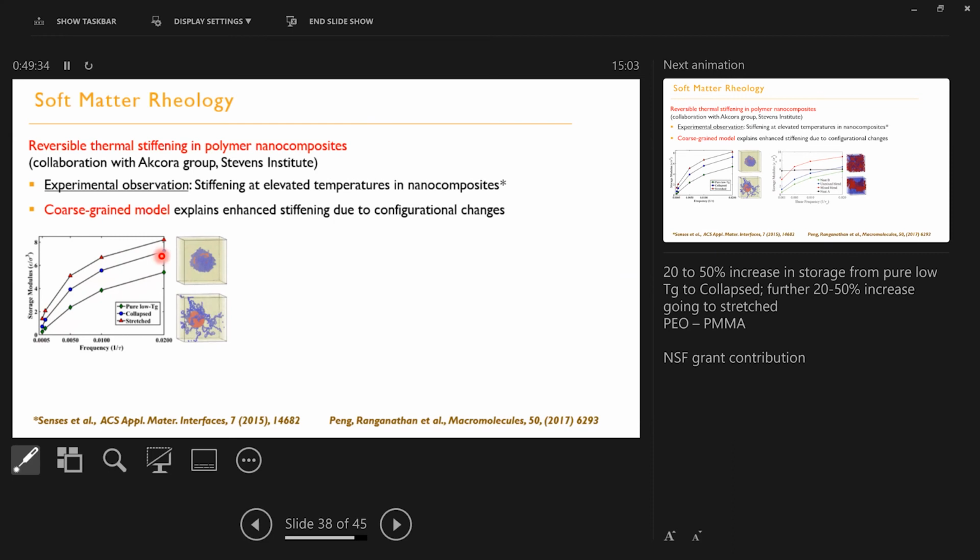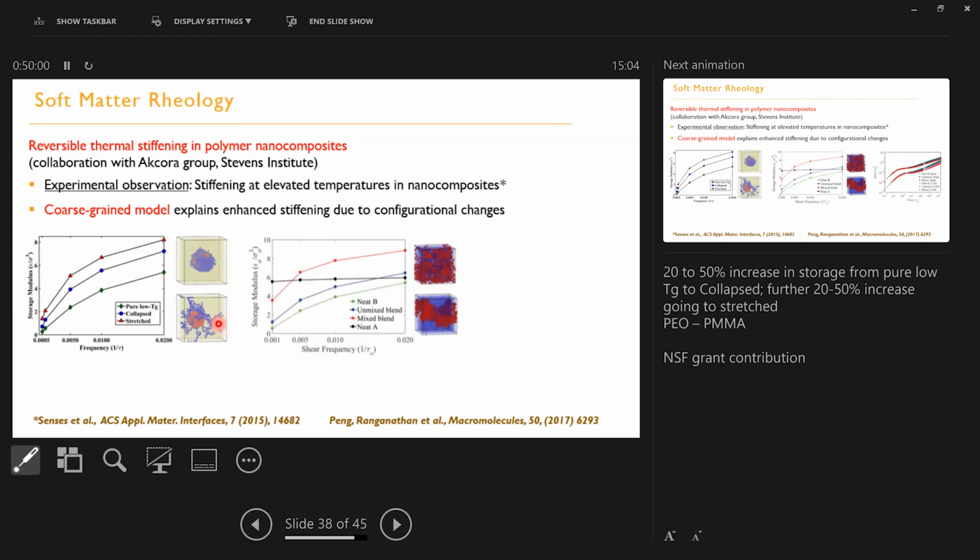But what is exciting is if you have a configuration where the stiff chains are further stretched out, it is giving us an even larger enhancement in the storage modulus. Okay, and this is because now the polymer chains can interact with themselves, the stiff chains can interact with the soft chain, and because of the restriction to the motion, it is going to give you higher stiffness, okay, or higher elastic modulus.